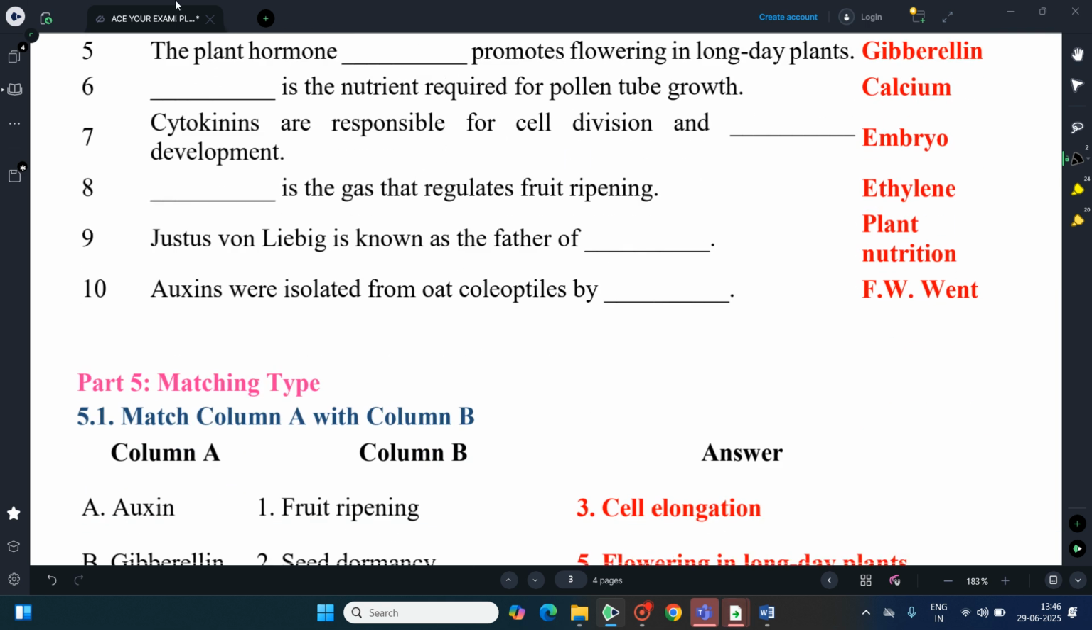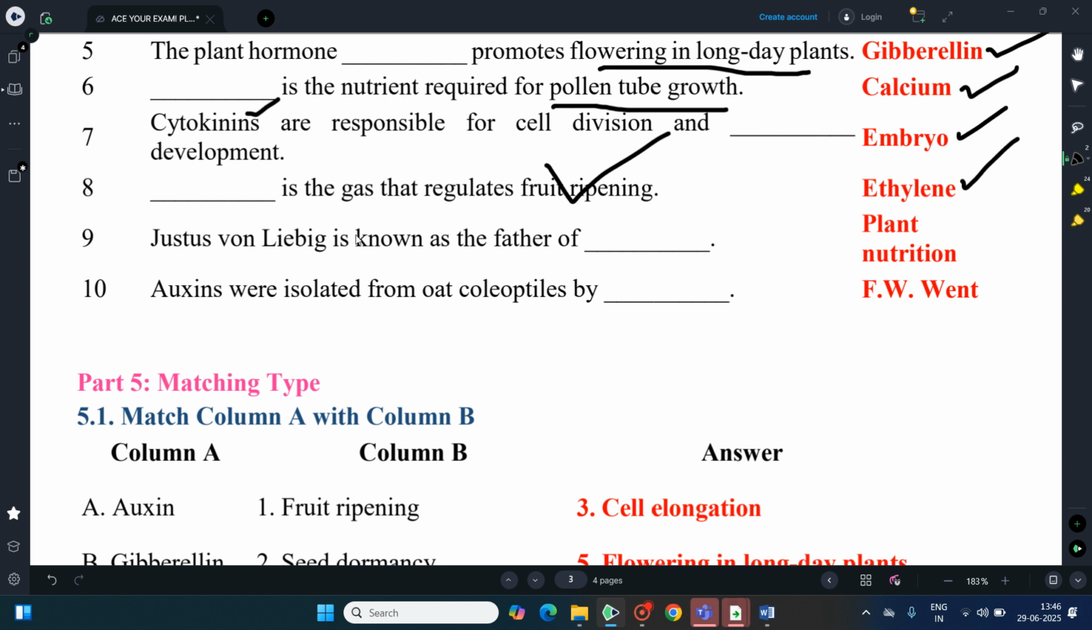The plant hormone that promotes flowering in long day plants is gibberellin. That is also a frequently asked question. Calcium is the nutrient for pollen tube growth. Frequently asked questions. Cytokinins are responsible for cell division and embryo development. The gas that regulates fruit ripening is ethylene. That is also a frequently asked question.